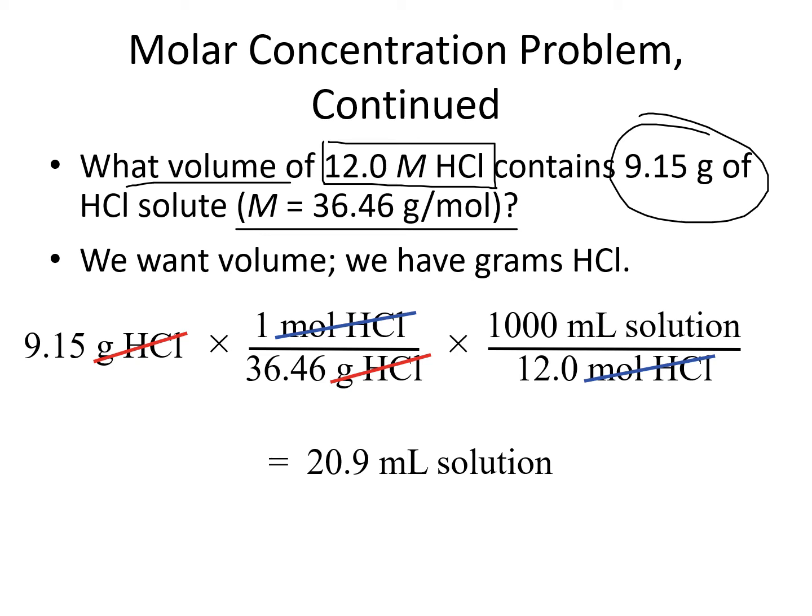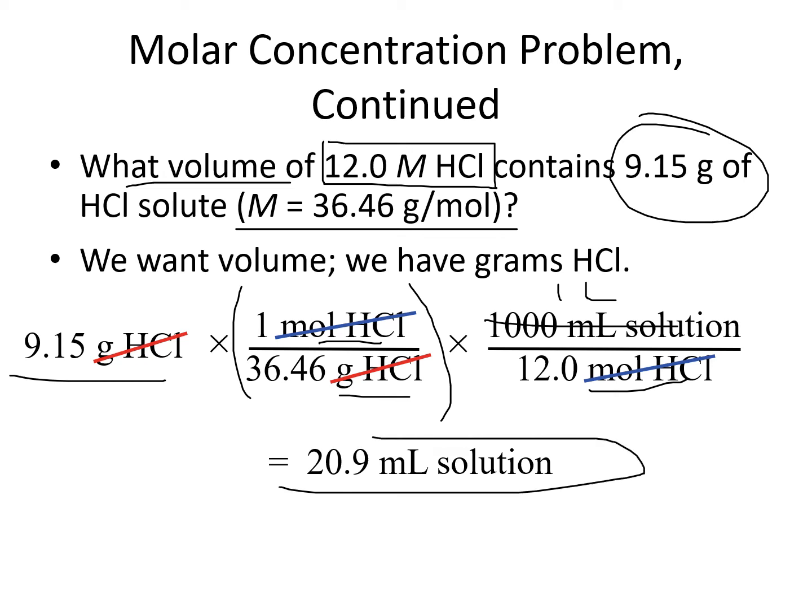So 9.15 grams of HCl, grams on the bottom, moles on top, 1 mole over 36.46. So we are now in moles. That means moles needs to go on the bottom. We can do 1,000 milliliters on top, or we can do 1 liter. Either way, you'll get to the same place. Multiply across, and we get our final answer in 3 sig figs, 20.9 milliliters of solution.